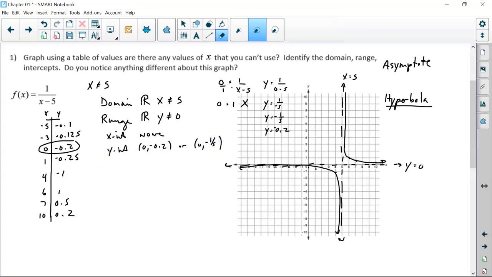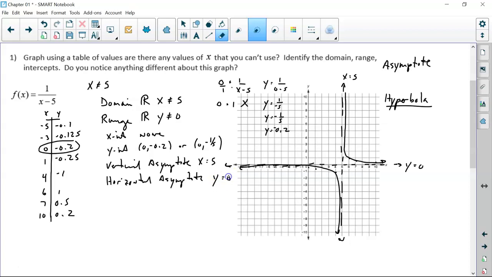We have a vertical asymptote at x equals 5, and a horizontal asymptote at y equals 0. Let's go to another problem.